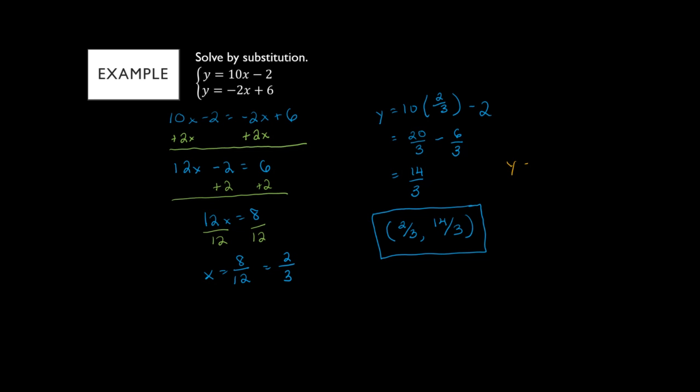So if we have y equals -2 times x, which is 2/3, plus 6. So that would give us -4/3. And now I need to convert this to 18/3 because 18 divided by 3 is 6. And then you can see -4 plus 18 gives us 14/3. So we got the same value for y. And so that same x value gives us the same value for y. So that means this ordered pair is a solution to both of these equations. So it is the solution to the system.